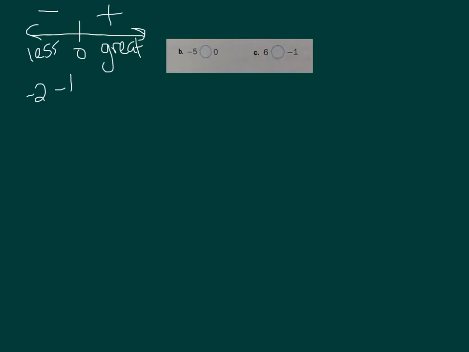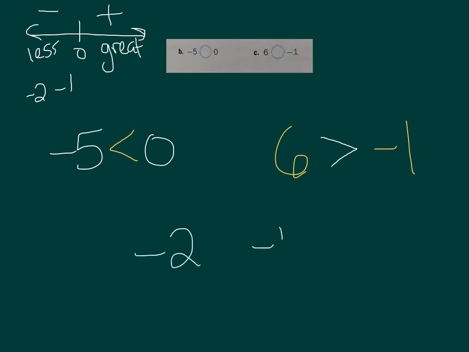So if I'm looking at B, -5 and 0. Well, I know that 0 is in the center of my number line, and I would have to go down 5, so 0 would be greater than my -5. Letter C, the same thing. 6 is a positive number, and whenever I'm comparing a positive and a negative number, my positive number is always going to be greater.